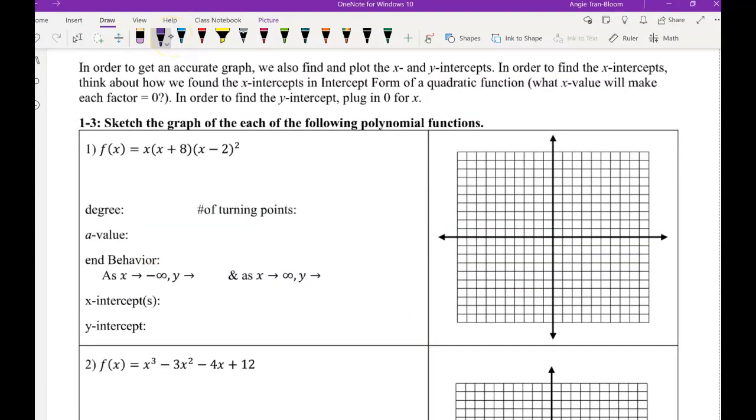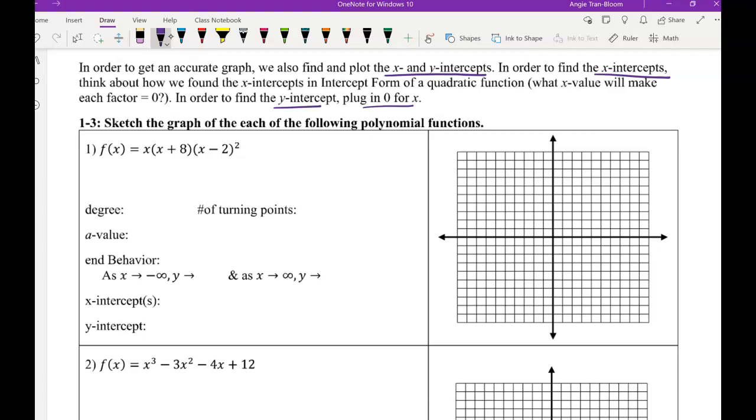In order to get an accurate graph, we also find and plot the x and y-intercepts. In order to find the x-intercept, students, as you remember, we let y equal 0, right? And then to get the y-intercept, we let x equal 0. So examples 1 to 3 say sketch the graph of each.